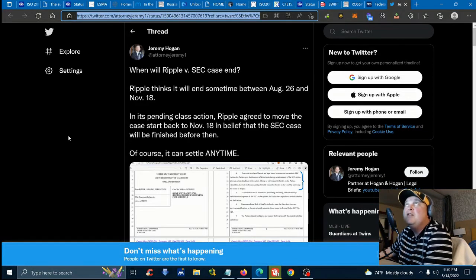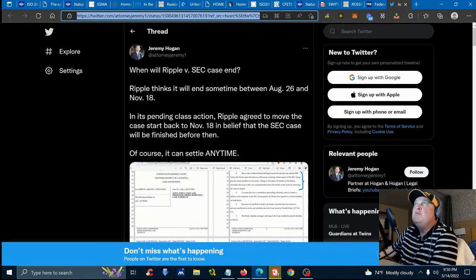This tweet right here by Jeremy Hogan. When will Ripple versus SEC case end? Ripple thinks it will end sometime between August 26th and November 18th. In its pending class action, Ripple agreed to move the case start back to November 18th in belief that the SEC case will be finished before then. Of course, it can settle anytime. There's your window for your moon date. August 26th to November 18th.